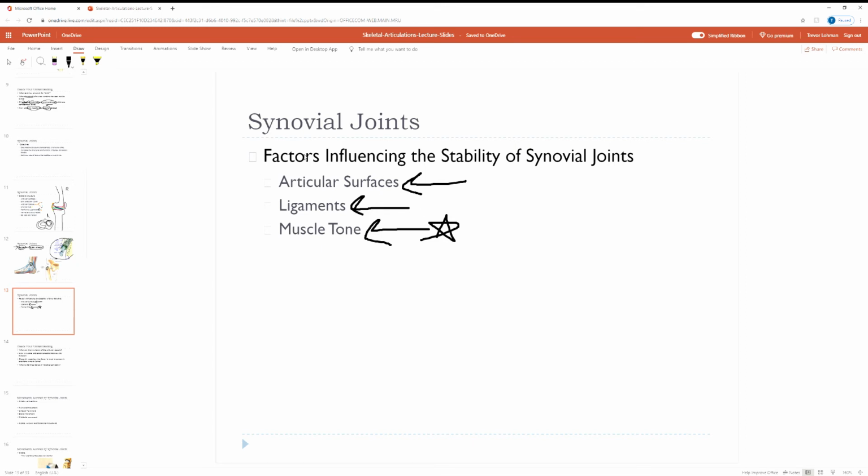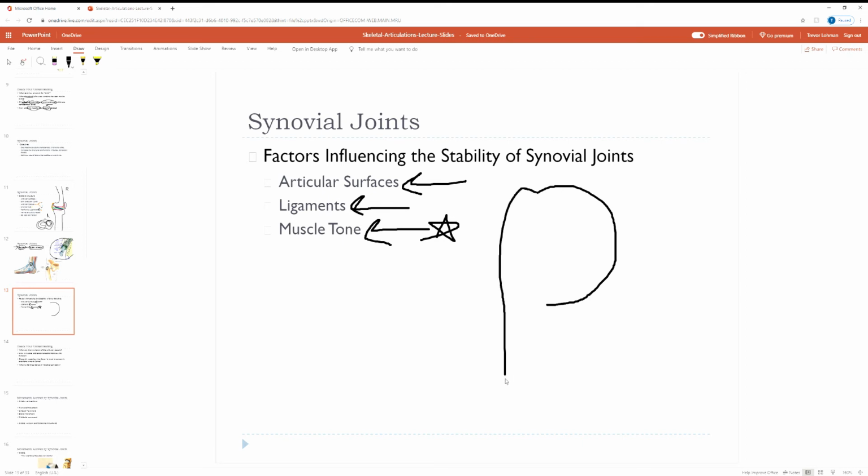And articular surfaces is hugely important, but it alone really does nothing. The femur and the acetabulum are two of the most congruent articular surfaces in your entire body, but you go into the anatomy lab and put them together, and they're just going to fall right apart, right, without muscle tone and ligament. So very important, but we rely heavily on muscle tone. So again, these are three factors that influence joint stability. Articular surface just refers to how well the joint fits together.